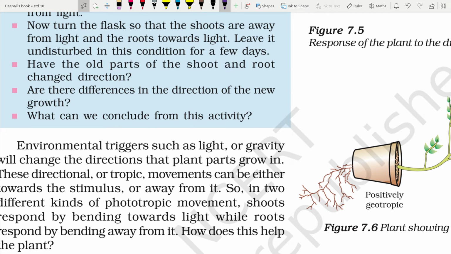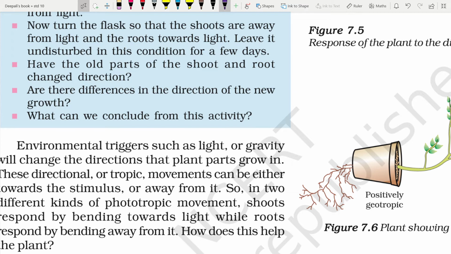We conclude that after turning the flask and leaving it undisturbed in this condition for a few days, we observe that the shoot bends towards light and root bends away from the light. After turning the flask, the position of shoot and root changes. That is, shoot goes away from the light and roots turn towards light. But after a few days, shoot again shows bending towards light and roots move away from the light. So, we can say easily that shoots show positive phototropism and roots show negative phototropism.